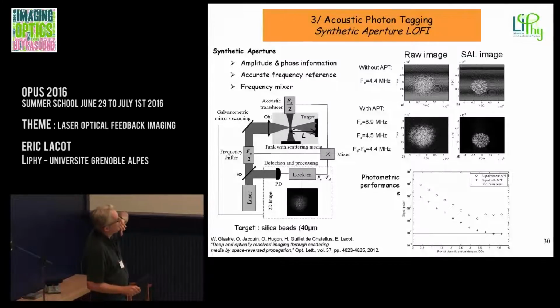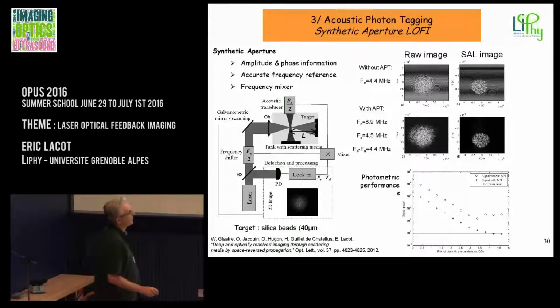We have evaluated how the signal evolves when the density inside the turbid media increases. As we can see here, when the optical density inside the turbid media increases, the signal decreases, and after that you have a saturation, which is due to the parasitic echoes. With acoustic photon tagging, of course the signal is lower due to the small efficiency. But as you can see, the signal decreases and reaches the limit, which is the shot noise limit, due to the laser quantum noise. So it is possible to go deeper in the media, in fact.